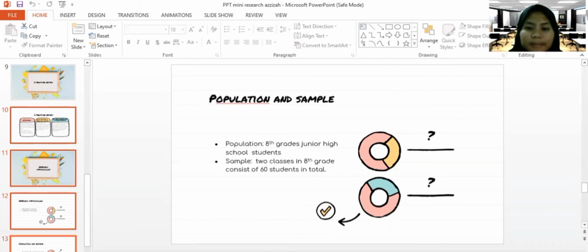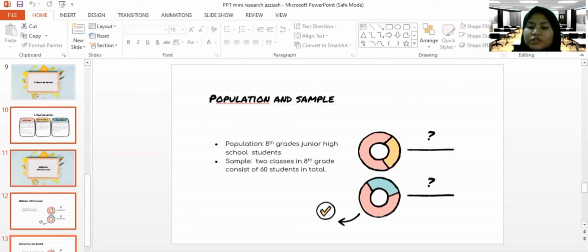And population and sample. The population of this research is the 8th grade students of one of the junior high schools in Karawang. The sample of the research included two classes, consisting of 60 junior high school students in the 8th grade. They were divided into two groups, 30 students in the control group and the rest in the experimental group. The experimental group will be taught using mind mapping, but the control group will not.